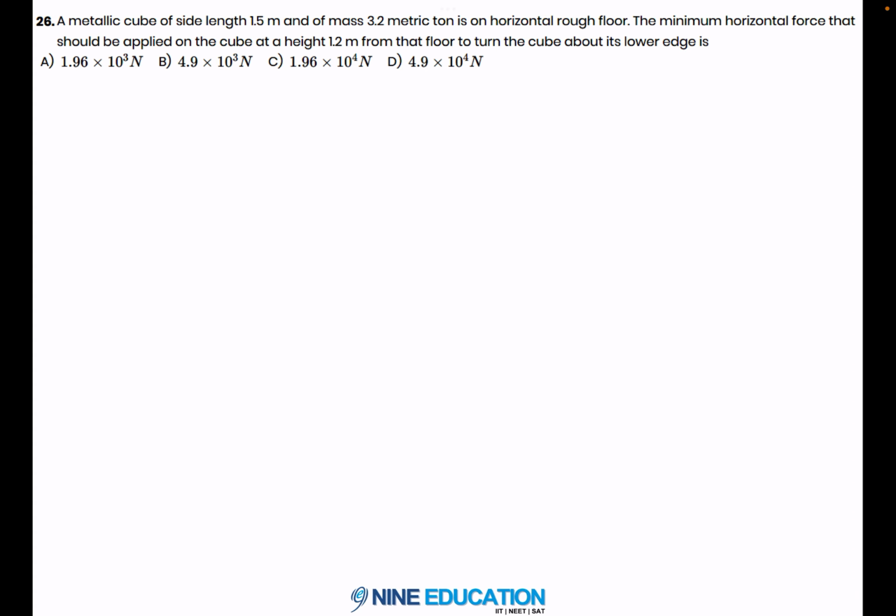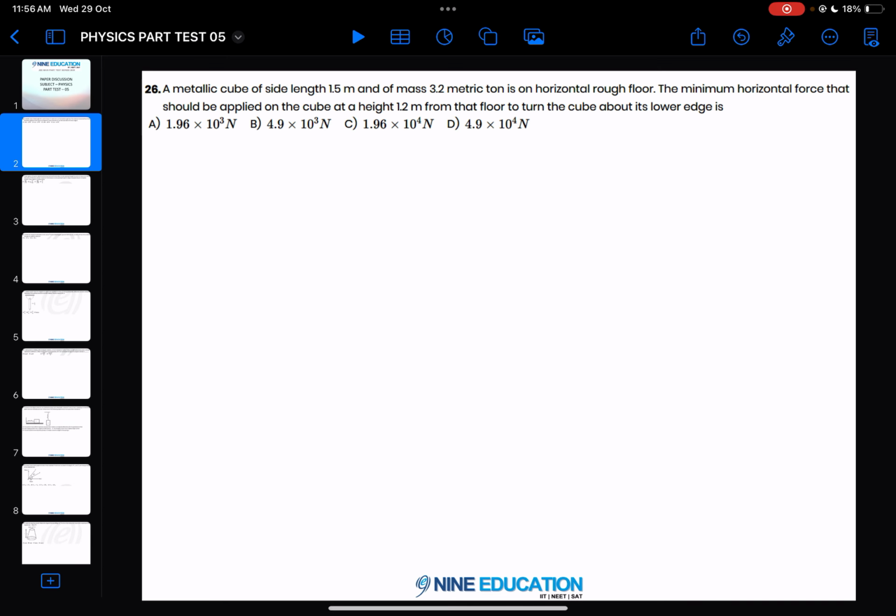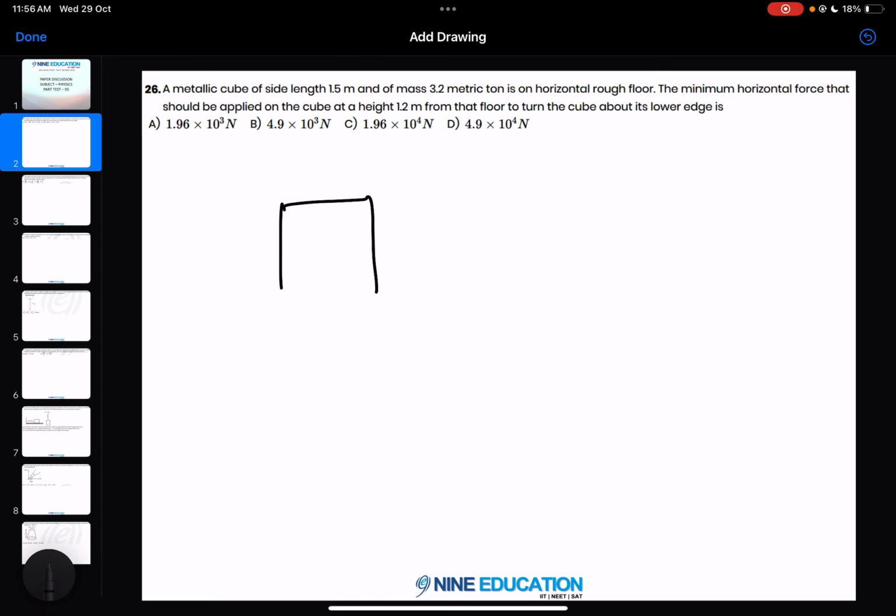Let's just get started. I hope you have read the question. If not, pause the video and go through the question. What the question is saying is there's a cube and there's a horizontal force which is applied at 1.2 meters. And we need to find the minimum horizontal force so that the block rotates about this lower edge.